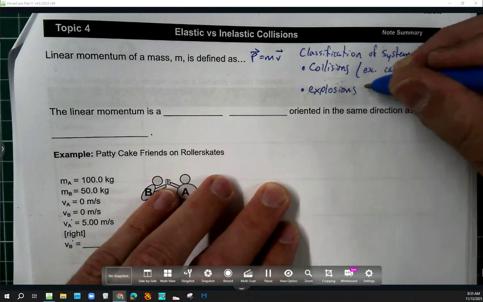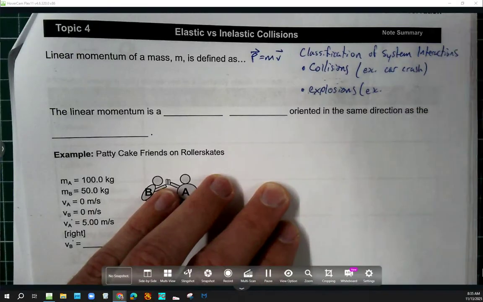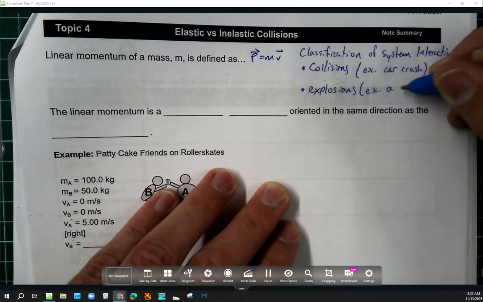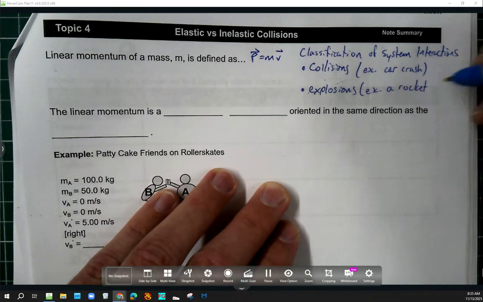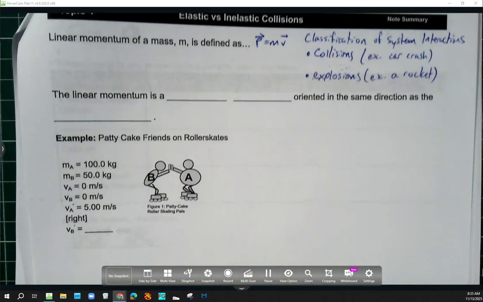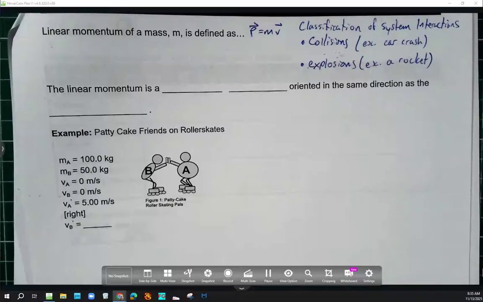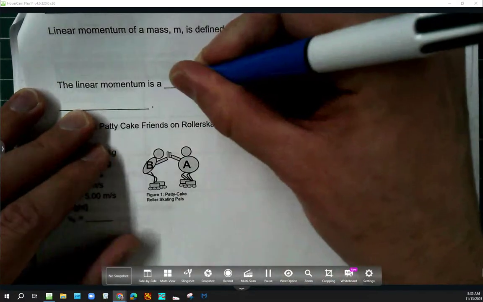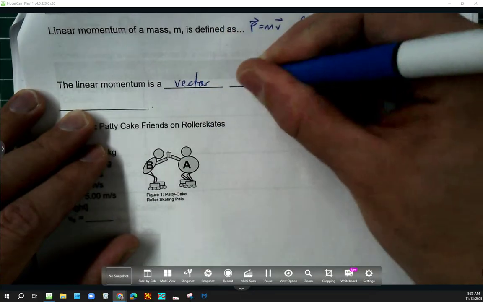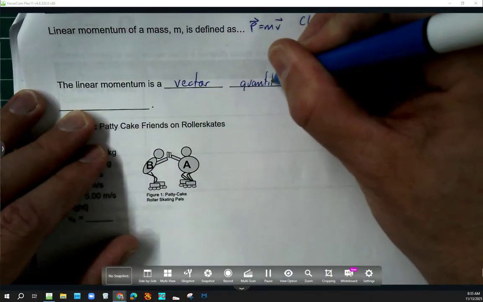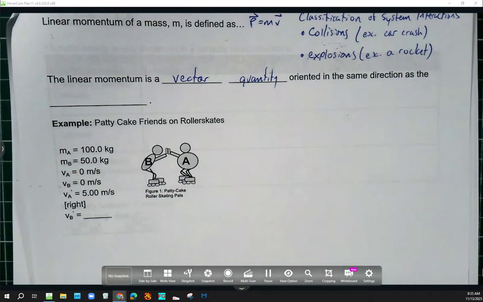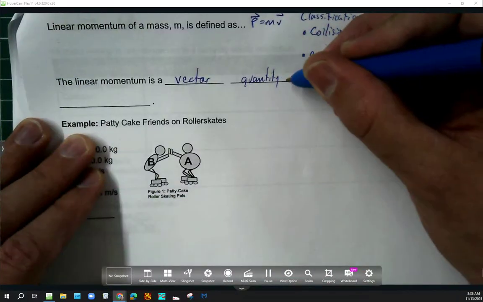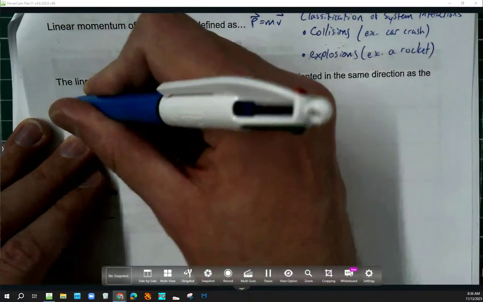And maybe, on the adventure side, we could say a rocket. There's all these companies wanting to join the space race in a private way, right? So rockets are kind of a thing now even. So the linear momentum is a vector quantity, oriented in the same direction as the velocity.